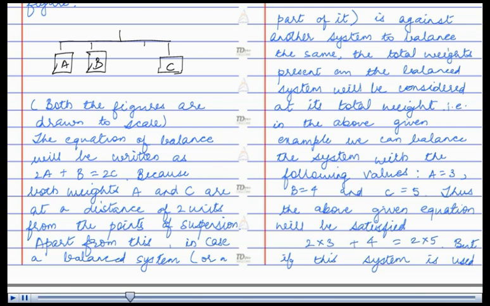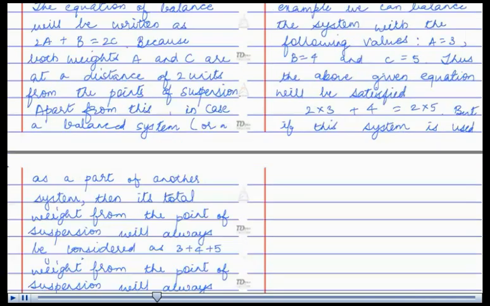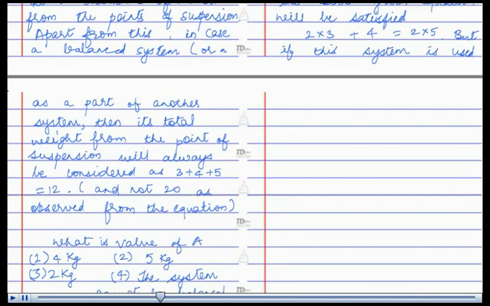That is, in the above given example, we can balance the system with the following values: A is equal to 3, B is equal to 4 and C is equal to 5. Thus, the above equation will be satisfied. 2 into 3 plus 4 is equal to 2 into 5. But if this system is used as a part of another system, then its total weight from the point of suspension will always be considered as 3 plus 4 plus 5 is equal to 12 and not 20 as observed from the equation. What is the value of A?